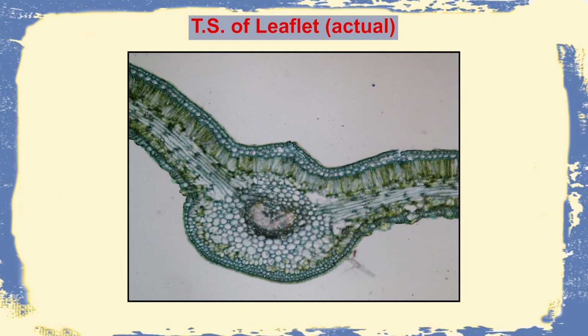This is the actual figure where we can clearly see the upper and the lower epidermis with stomata, which are slightly sunken, and that is typically a xerophytic adaptation. We have the palisade parenchymatous cells, which are longitudinal cells, irregular spongy parenchyma, and these horizontal cells are the transfusion tissue where the palisade and spongy parenchyma meet.